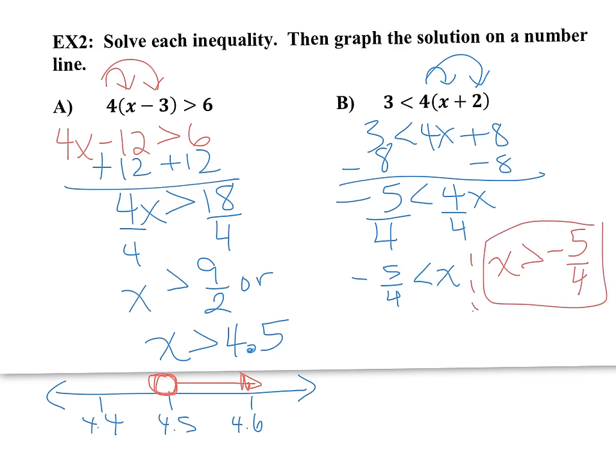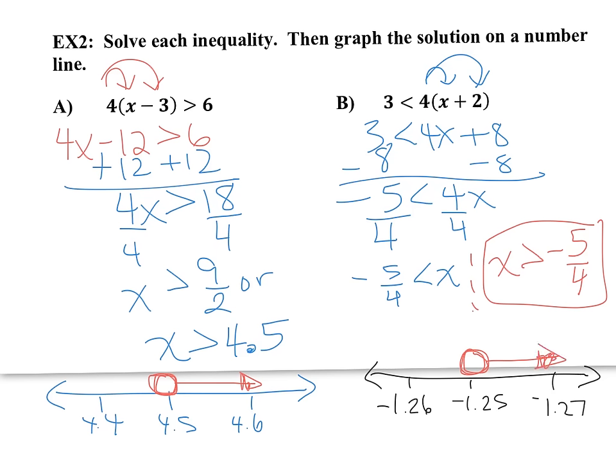And this is actually what you end up graphing. Now you can also convert this to negative 1.25. That would also be acceptable if you wanted to graph it in decimal format. So if I want to convert it to negative 1.25, that's fine. I can go, this is negative 1.26, this is negative 1.27. And again, I would have an open circle, and it is moving towards the right because it's now greater than.